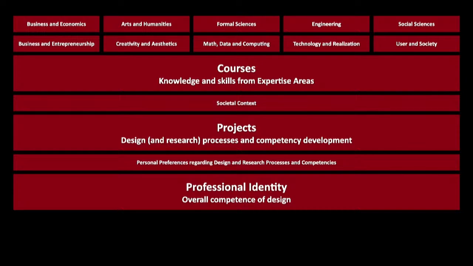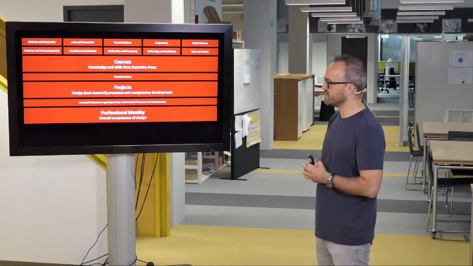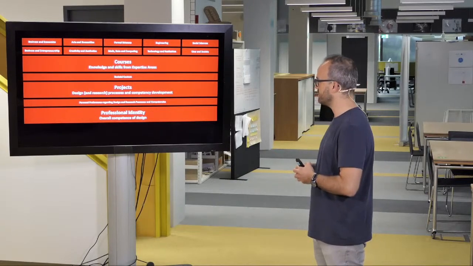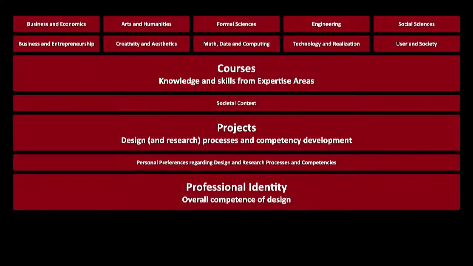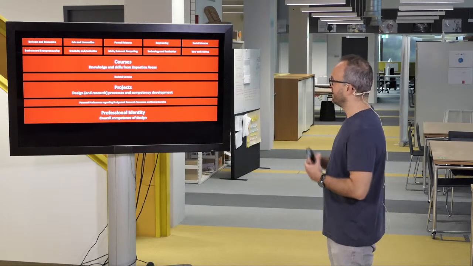How you learn to design by applying your knowledge and skills that you gain throughout the courses and that you develop in the context of projects. There you develop your competences as a designer. There you acquire more skills and knowledge in the context of design and research processes and in relation to the expertise areas. And by doing different projects and as many different projects as possible, you develop your personal preferences. You develop your personal preference regarding how to design, but also what expertise areas you feel most comfortable with or most competent within. And by developing these preferences, you develop what we call your professional identity as a designer.